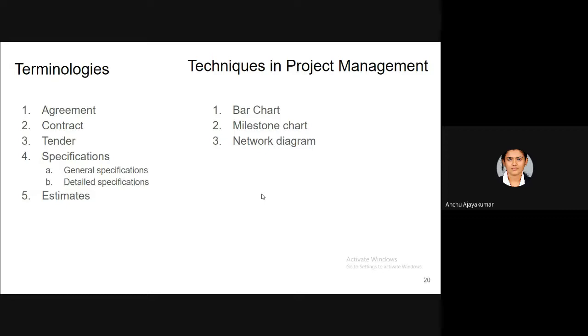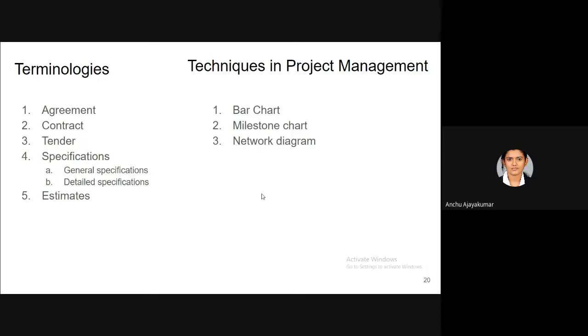Okay. Next we come to the technical part of management, that is the project planning part. We have different techniques in management like bar chart, milestone, and network, all these things you know. So what is a bar chart? I'm skipping directly to the technique. Bar chart, like the name itself mentions, is a chart representation of the activities.